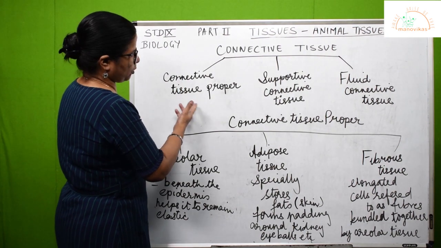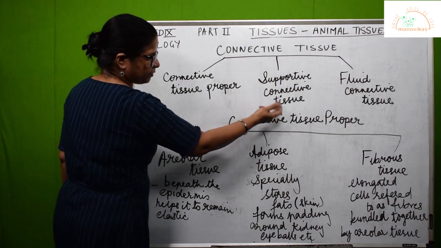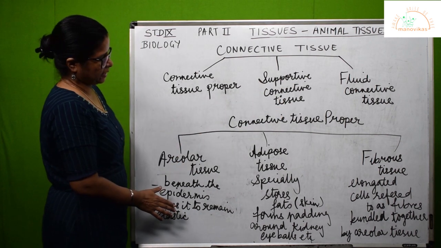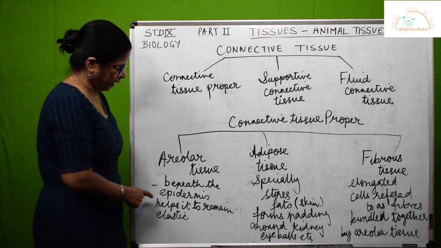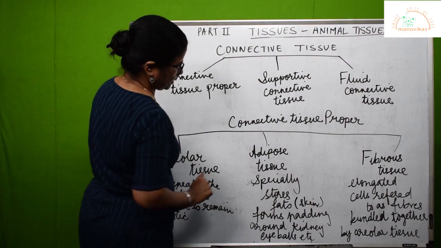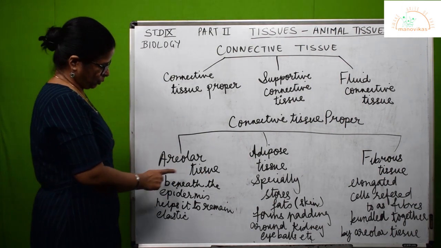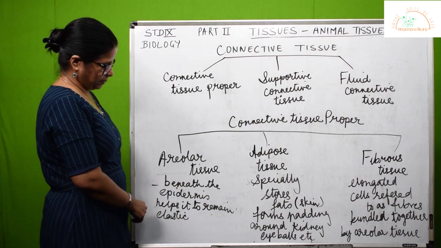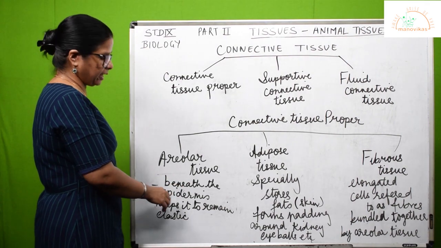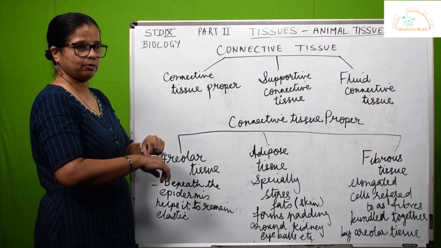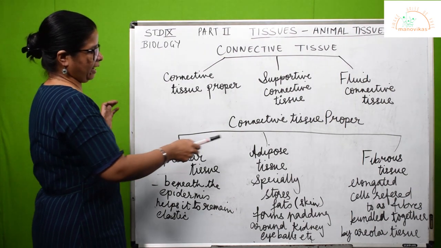Now connective tissue proper, supportive connective tissue and fluid connective tissue. Again further when we classify connective tissue proper, we'll find areolar tissue, adipose tissue and fibrous tissue. Areolar tissue, let's see what it is and where it is located. Located beneath the epidermis. And what does it help to do? It keeps the epidermis of the skin elastic. When we pull it, it goes back to its place. It's elastic.